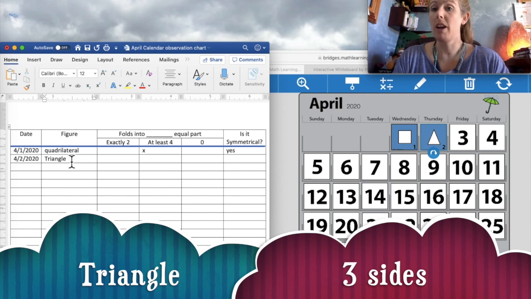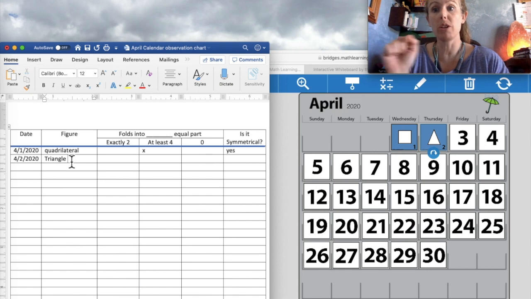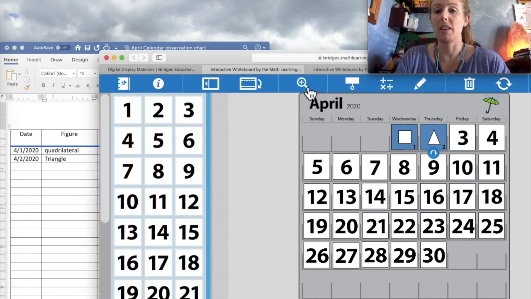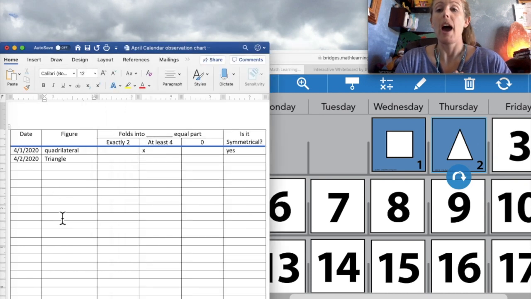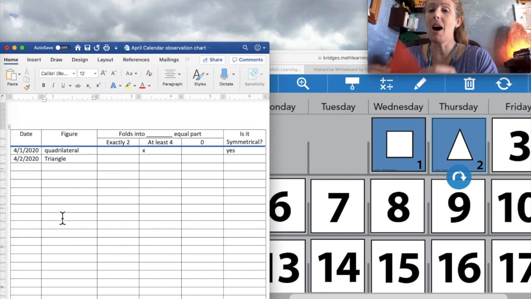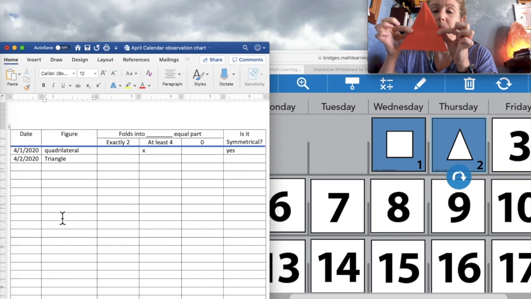Some triangles have short sides, some triangles have all the sides the same, and some have some long sides and some short sides. So I'm going to make this a little bit bigger so you can see our triangle here. I want you to think, when we are folding it, how many equal parts can we fold it into? So I'm going to hold up my triangle here. Looks very similar to the one that we have today.